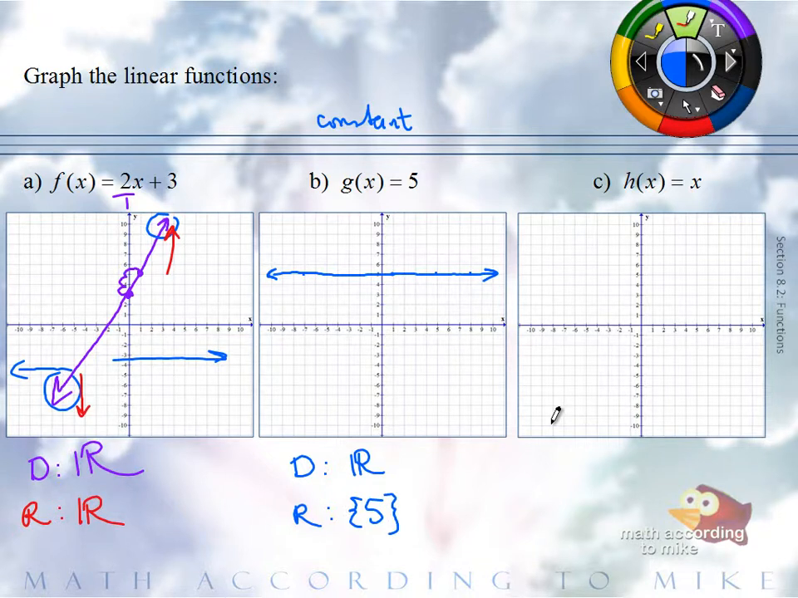So notice I have a brace there because I'm listing what the numbers are. So it doesn't go up or down. It stays at 5.